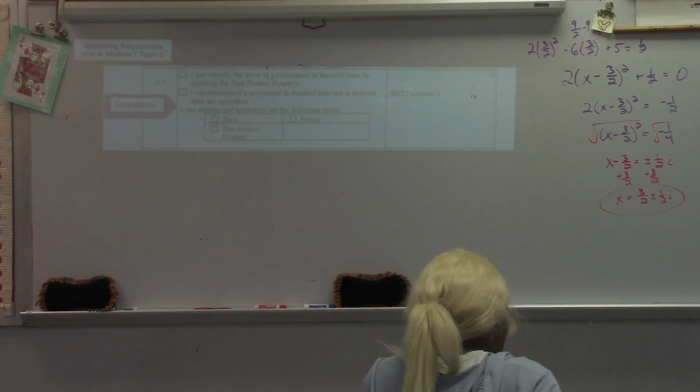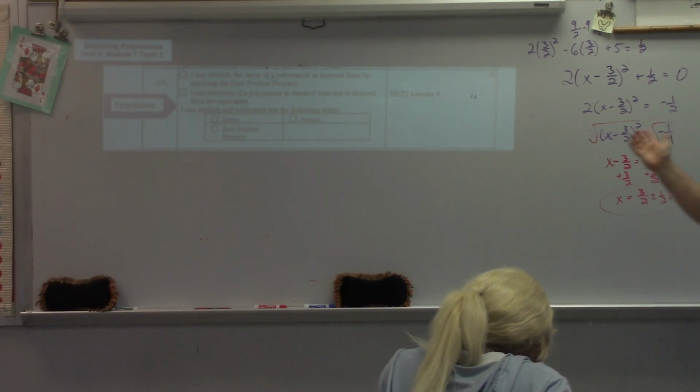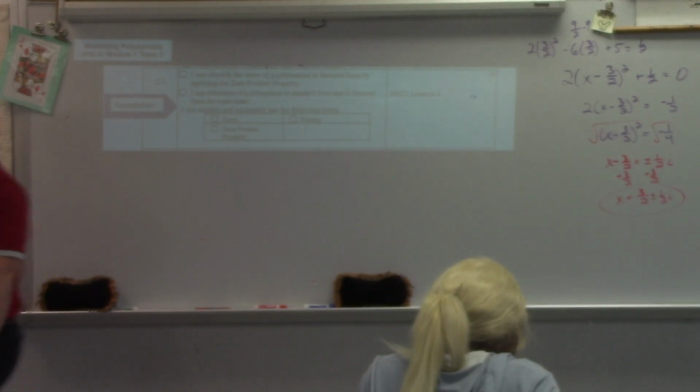Does any of this foundation look familiar? Does this foundation look familiar, guys? Does any of it not look familiar?